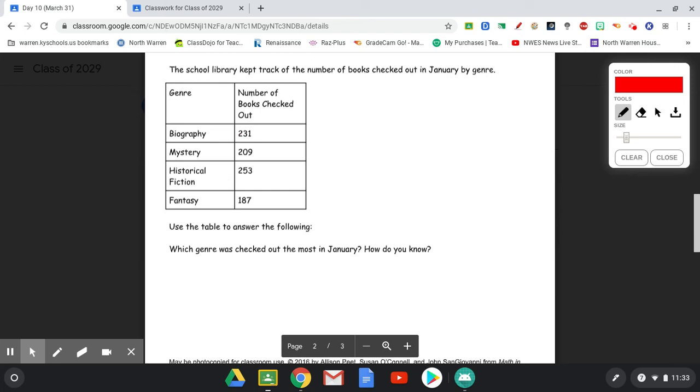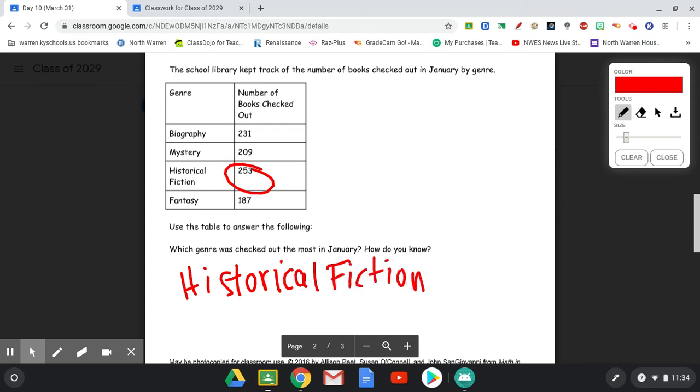Which genre was checked out the most in January? So which one of these genres had the most checkouts? It looks like historical fiction, so I would write that. So historical fiction had the most because looking at my hundreds place, these three genres had 200, but this genre had 5 tens versus 3 tens and 0 tens. Okay, so I could make some equations like 253 is greater than 231 because I can see those tens places right there.